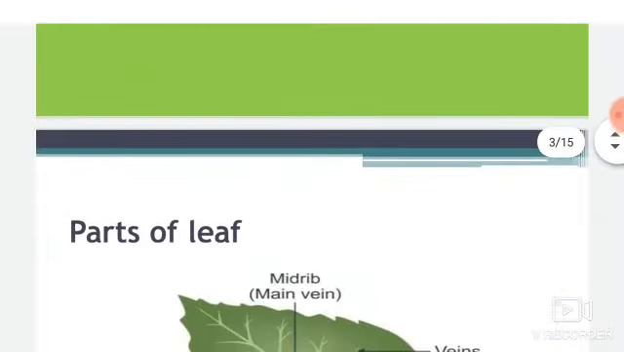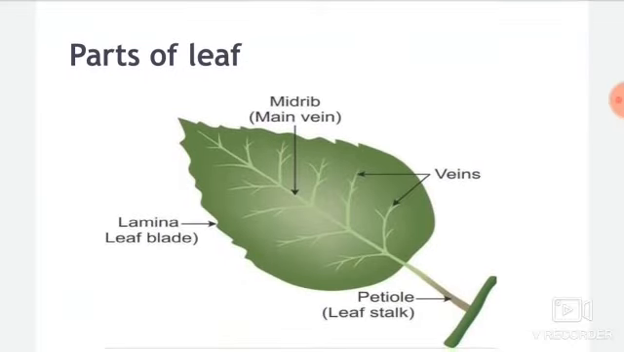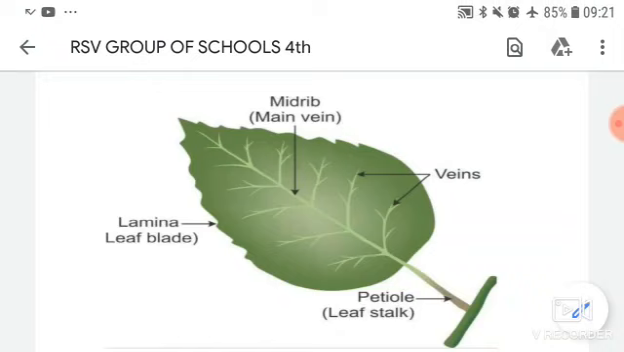To make it more clear, let's take a look at the diagram of a green leaf on your screen. Here we have a green leaf which has four main parts. The first, at the bottom of the leaf, is the petiole, which is also known as the leaf stalk. The petiole joins the leaf to the stem. The second one is lamina. The other name of lamina is leaf blade.